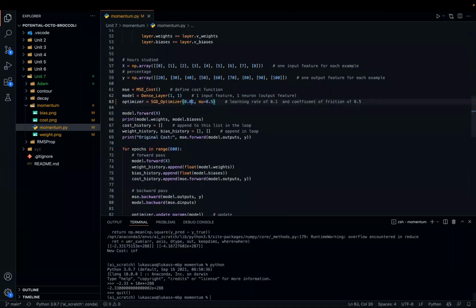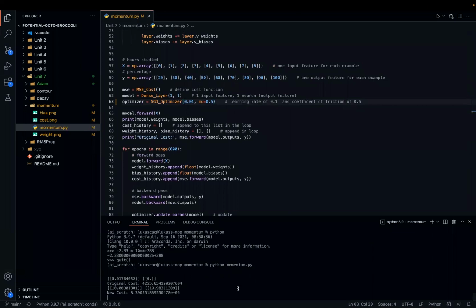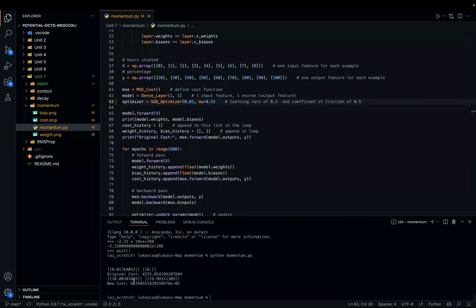Okay. Okay, so over here, your weight has become 10 and your bias has become 20. So now it works correctly. And then your cost has become really low because that E minus 5 is technically saying 8 times 10 to the negative 5. And that's a really small number.